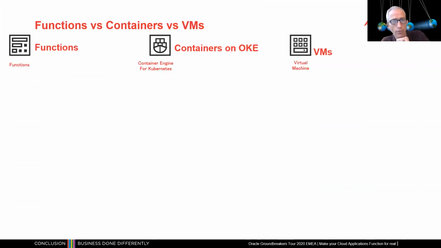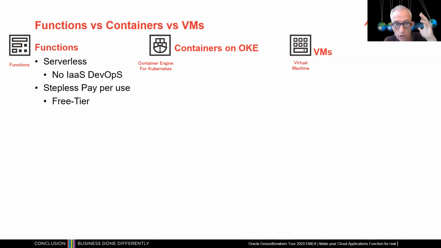So very quickly, how do functions then compare to containers, then compare to VMs that you can run on OCI? Functions, of course, the mental picture is serverless. You don't need to do DevOps on IaaS. You don't have to do any administration on where the functions run, where they are deployed, where your servers are, what the network configuration is, etc. And you have stepless pay-per-use. Pay a little bit more, use a little bit more, pay a little bit more, and this large free tier.